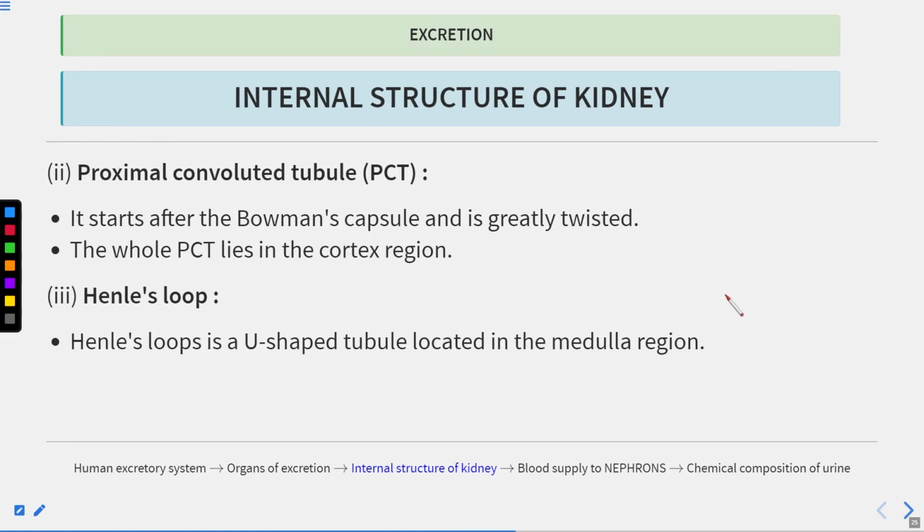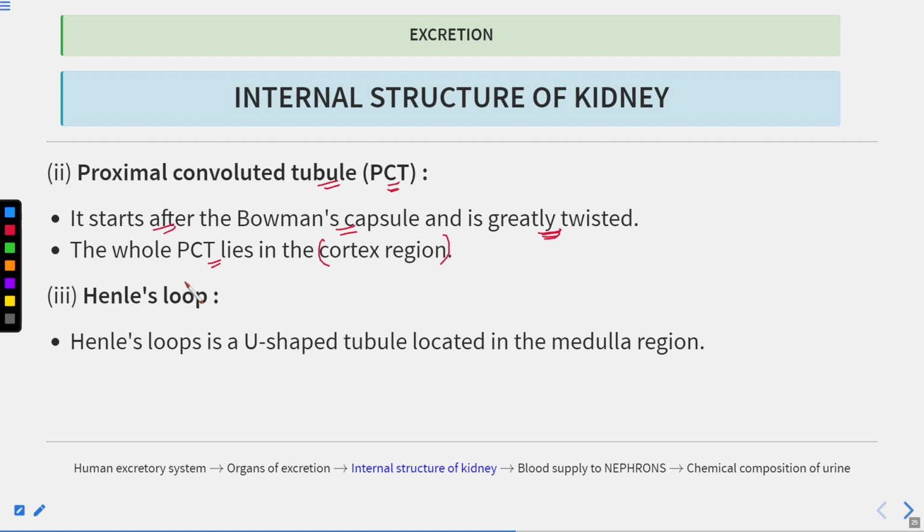Now, let's talk about the proximal convoluted tubule. The Bowman's capsule extends into the proximal convoluted tubule. It starts after the Bowman's capsule and it is greatly twisted. That's why it is known as convoluted, because it is greatly twisted. And the whole proximal convoluted tubule lies in the cortex region of the kidney.